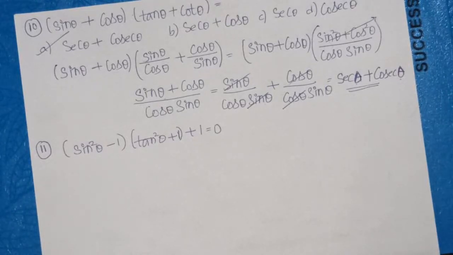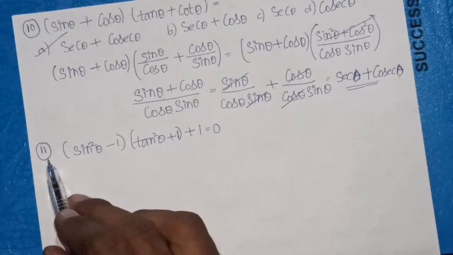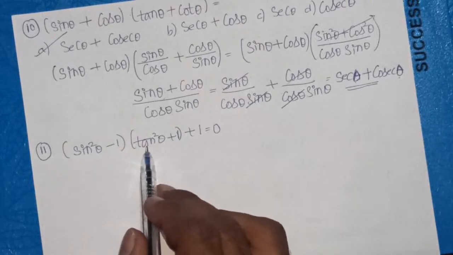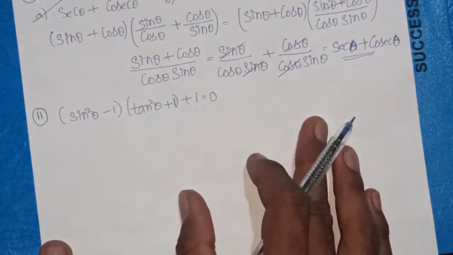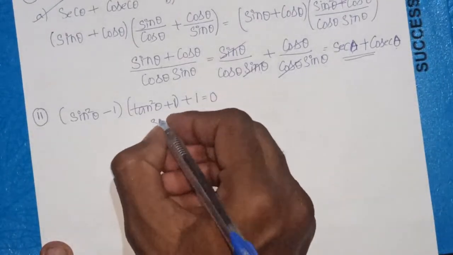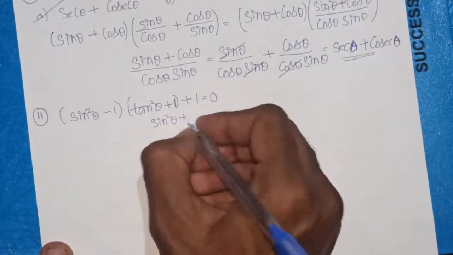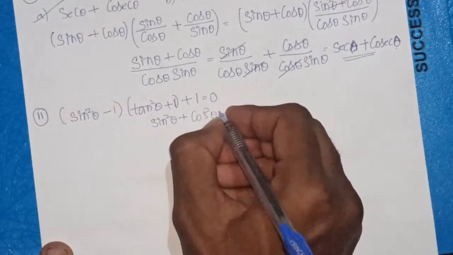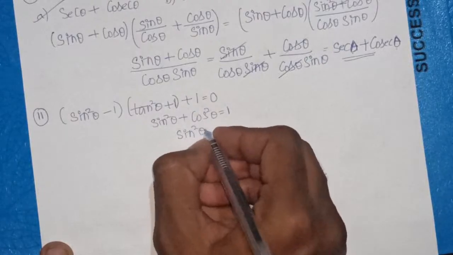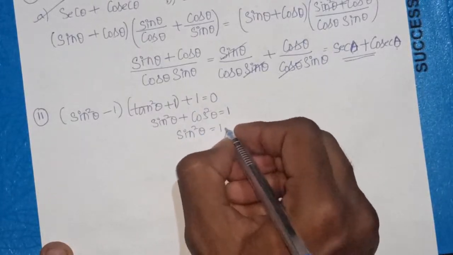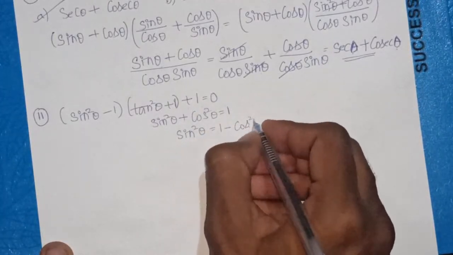Now let's move on to the next question. That is 11th question. (Sin square theta minus 1) into (tan square theta plus 1) equal to 0. And we know that sin square theta plus cos square theta will be equal to 1. To get sin square theta, we need to send this cos square to that side.